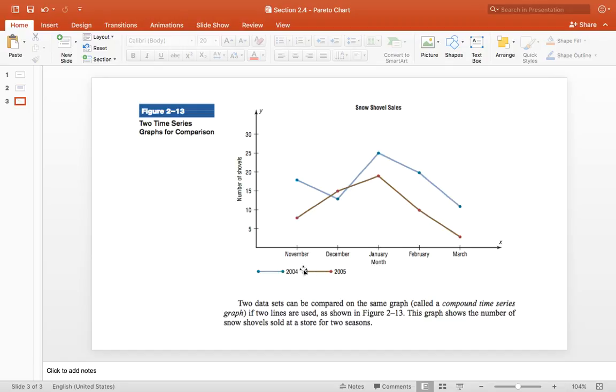So if you notice here, we have a blue line that represents 2004 and a red line that represents 2005, and we're comparing the amount of snow shovels that were sold in the 2 years from the months November to March. So in 2004, in the month of November, there was a lot more snow shovels sold than there were in 2005. And then in 2005, there was more sold in December, less in January, and so on.